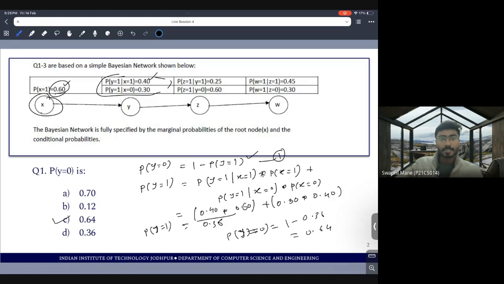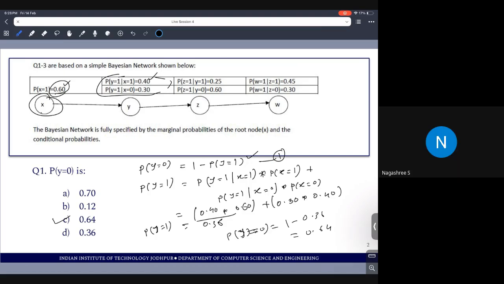Is there any doubt? Have you got the solution? This is how we can calculate the probability of y is equal to 0 by taking the marginal probability of the root node as well as the conditional probability of y. I hope you got it. Is there any doubt in this question?